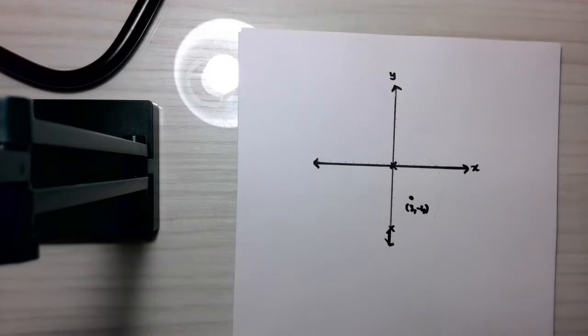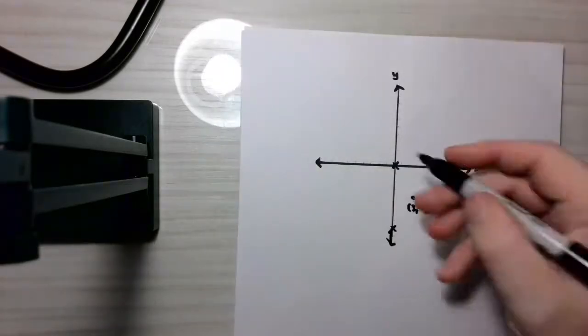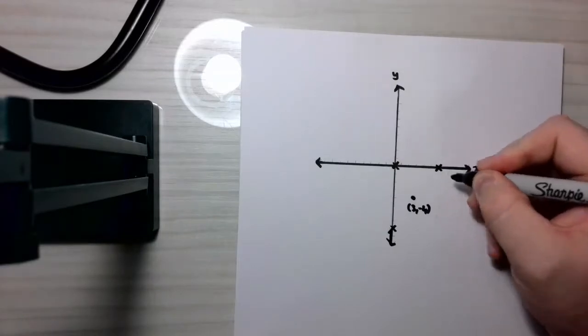So we're just getting a bit of an idea of the scale of the sketch. And our x-intercepts, it's going to cut at 0, which we've already got. And the other cut was at 6.